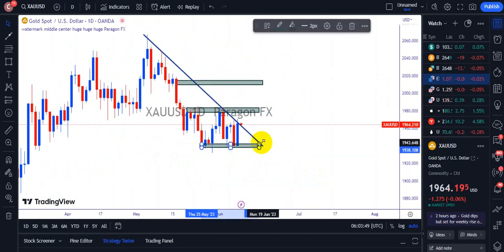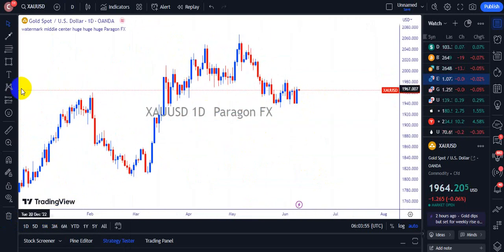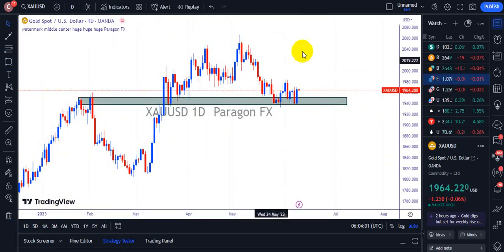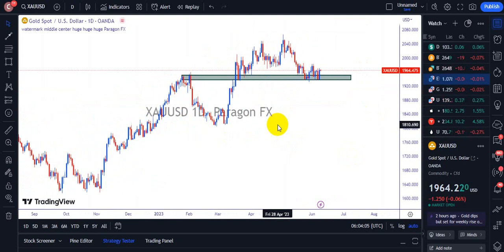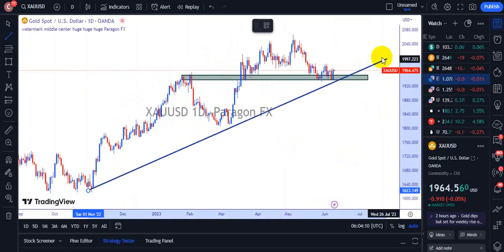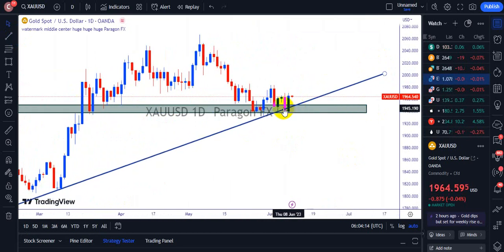Look at this. Strong rejection at this area. This area. Very, very important, this area. This area with trend line. Because there is a double support. Trend line and this area. Look at this, broken but don't.